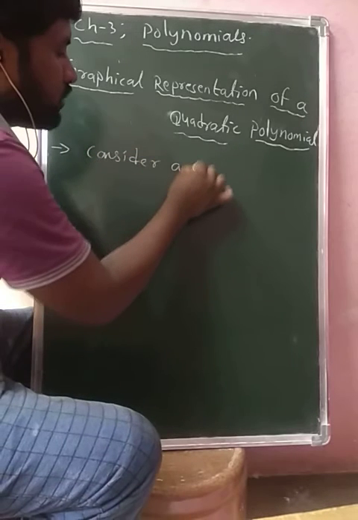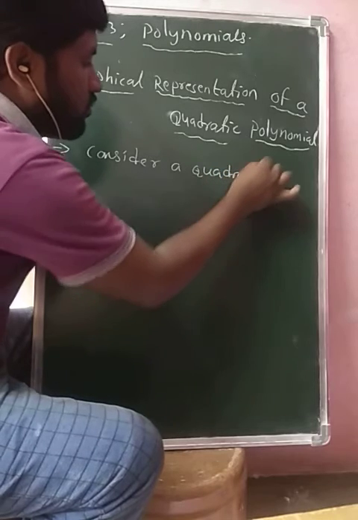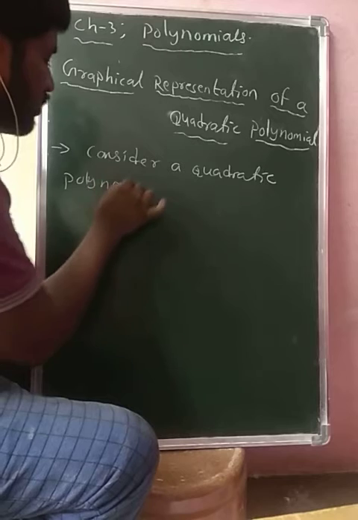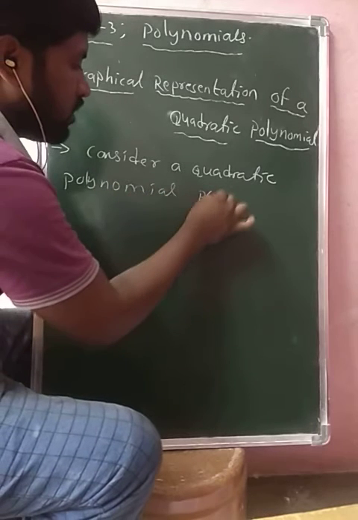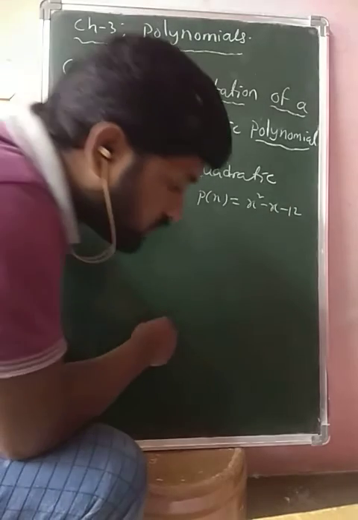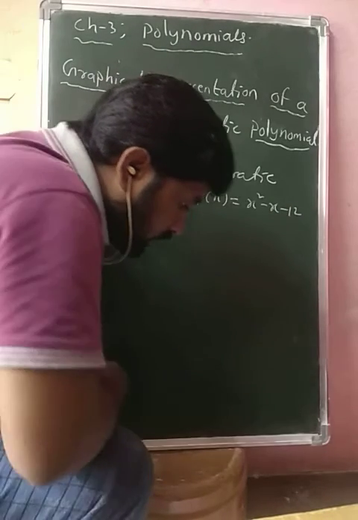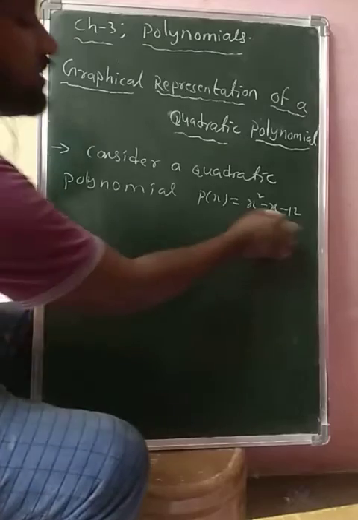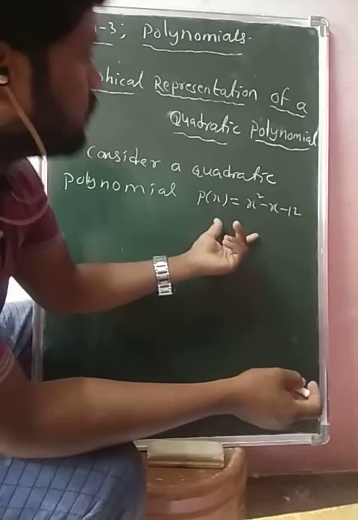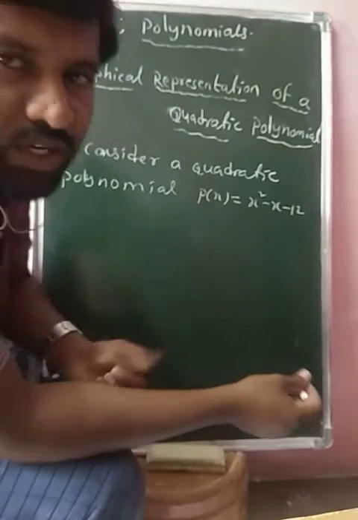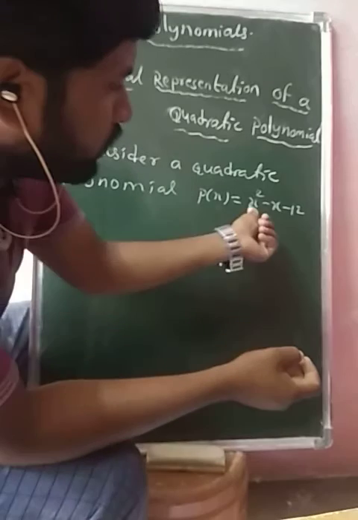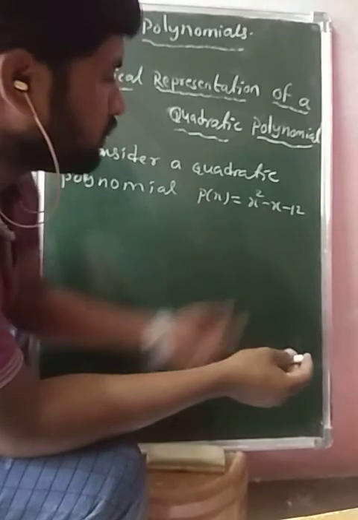Consider a quadratic polynomial, that is p of x is equal to x square minus x minus 12. What is the polynomial, right? P of x is equal to x square minus x minus 12. So how to find the zeros by using the graph? Okay, now. First of all, it is better to find the zeros of a polynomial by the factor method.